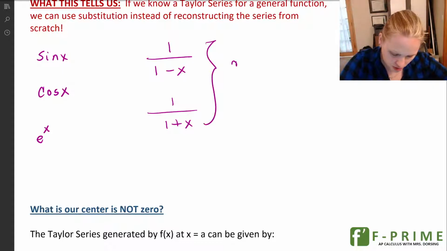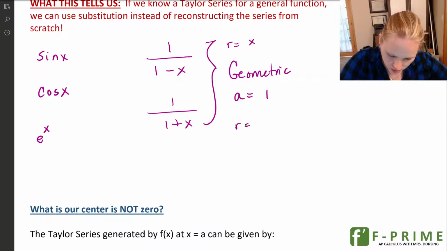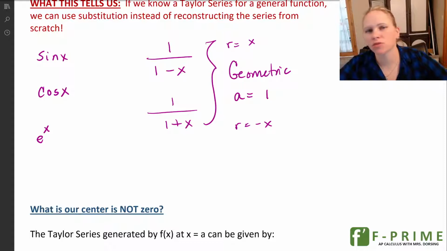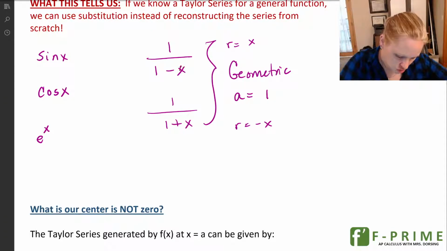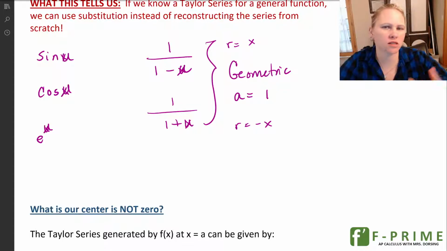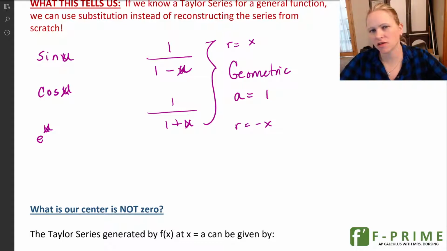Now these two are geometric, where a equals 1, and you either have r equal x or r equals negative x, which gives us an alternating series. So suppose we had something like 1 minus 2x. You would simply use the same procedure, and into that series you would replace x with 2x. So start thinking of these series as a generalization: 1 minus u, 1 plus u, sine of u, cosine of u, e to the u, and if u is some function of x, simply replace the u with the function of x. Makes your life a lot easier, makes it go a lot faster. We'll be practicing this as time goes on.